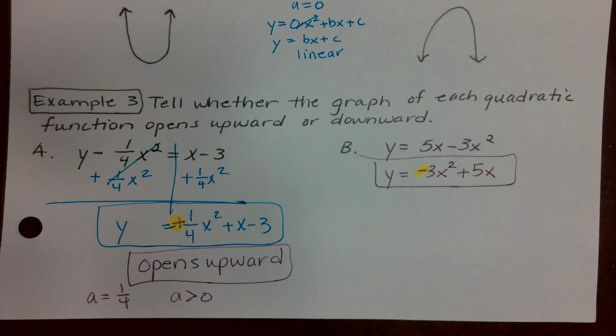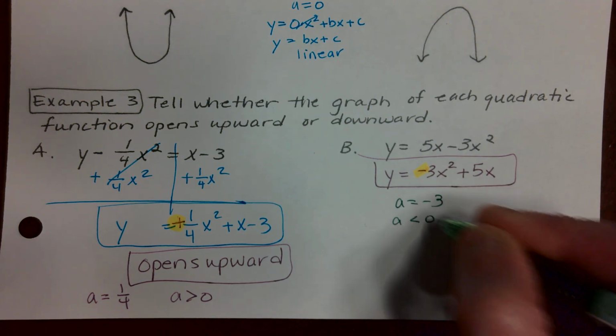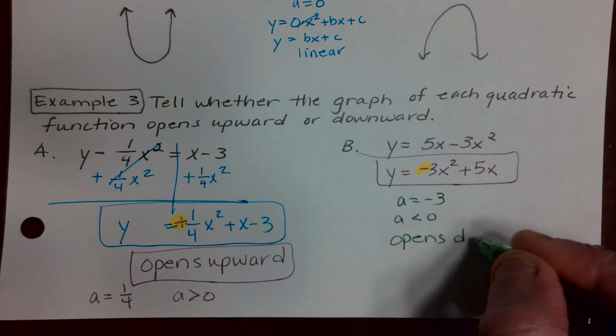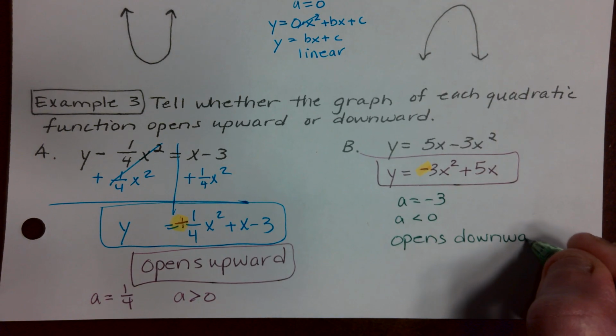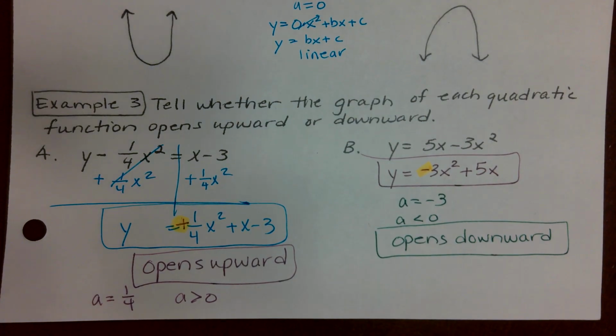Going to do what, class? A is a -3. A is therefore less than 0, so it opens downward. So basically the sign will tell you what you were doing there.